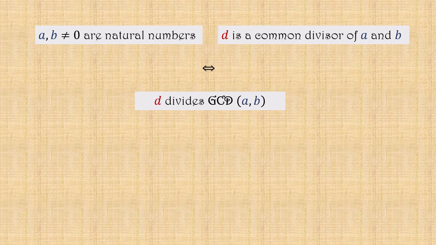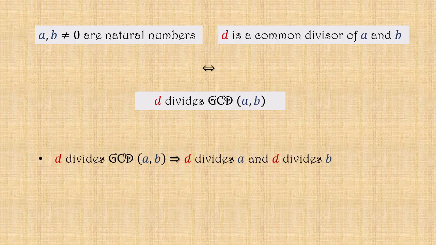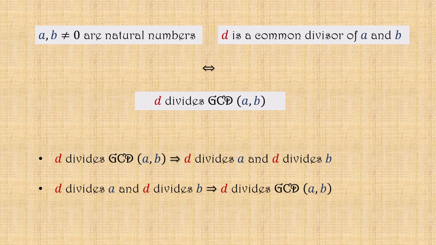So, if a and b are two natural numbers different from zero, we would have the two following implications. First, if d is a divisor of the greatest common divisor of a and b, then d divides both numbers, a and b. And secondly, if d is a common divisor of a and b, then d divides the greatest common divisor of a and b.